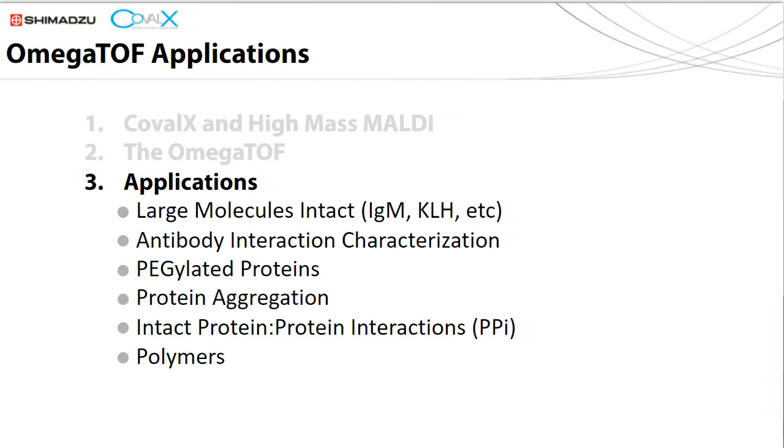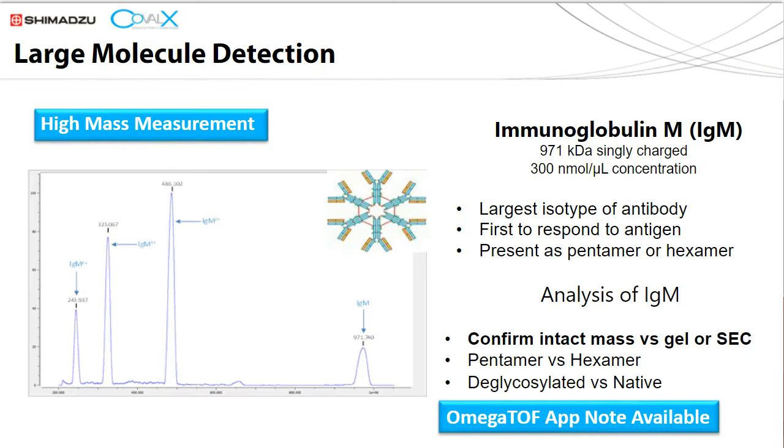So the examples I'm going to show you start with just some simple, straightforward, but very novel large molecules that we'll look at intact, IgM, KLH, then move into some protein antibody interactions, some PEGylated proteins, aggregates, and then finally end with some polymers as well.